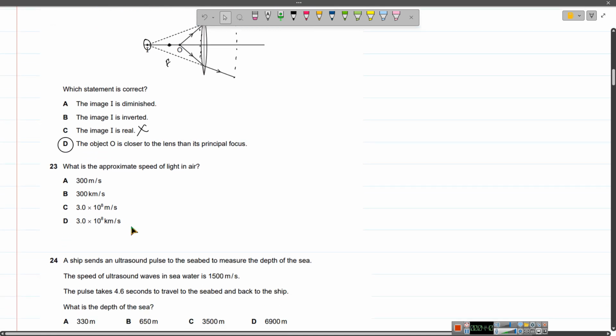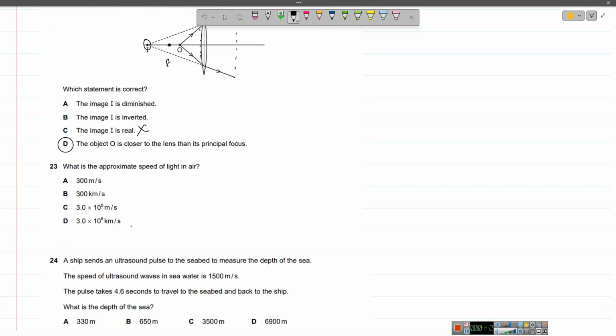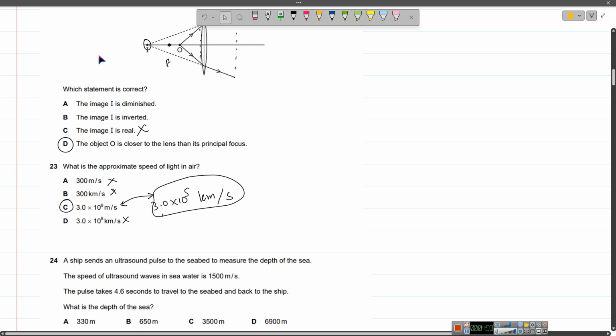What is the approximate speed of light in air? That is 3 into 10 to the power 8 meter per second. At times they trick you, so it could be 3 into 10 to the power 5 kilometer per second, right? Keep in mind both these values are the same, right? The rest of them are not workable. It's the speed of light, not sound.